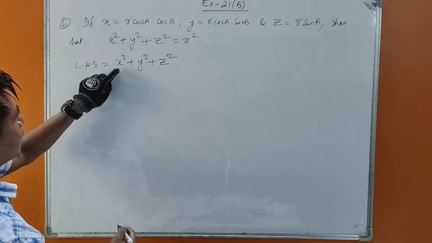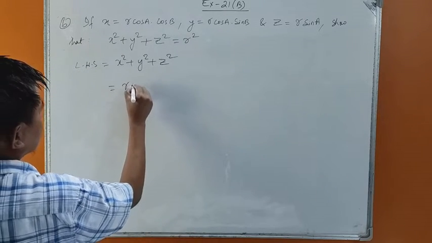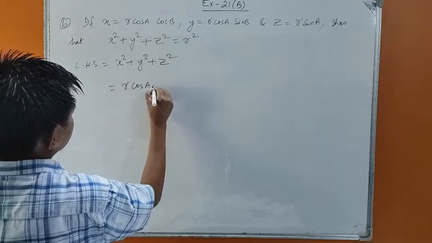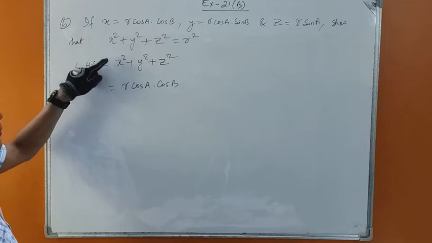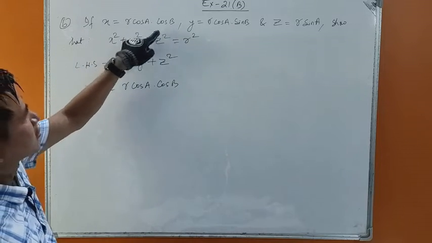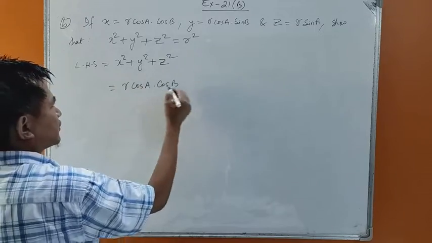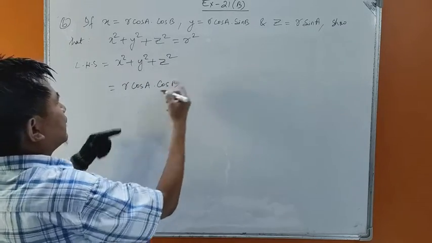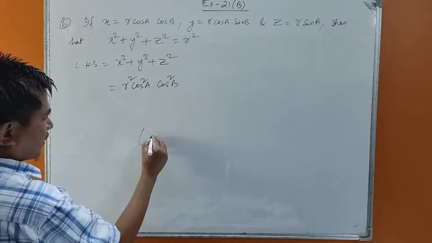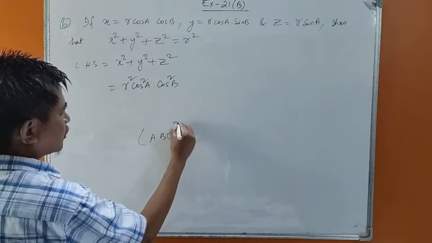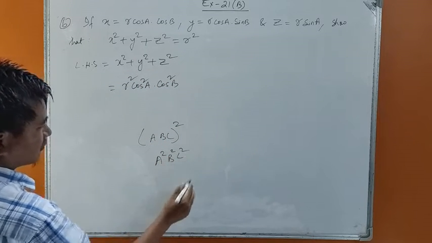So first let us put the value of x. What is x? X is r cos A cos B. This is x, isn't it? X means r cos A cos B. So x is squared, so we must whole square this. Whole squared means you can square individually, isn't it? A, B, C whole squared can be written as A square, B square, C square, isn't it?